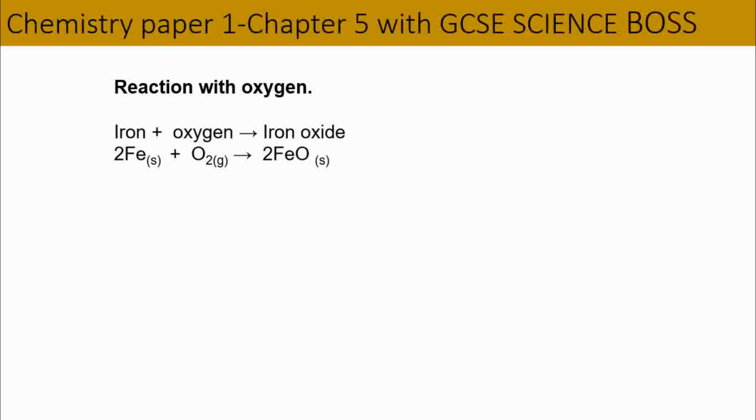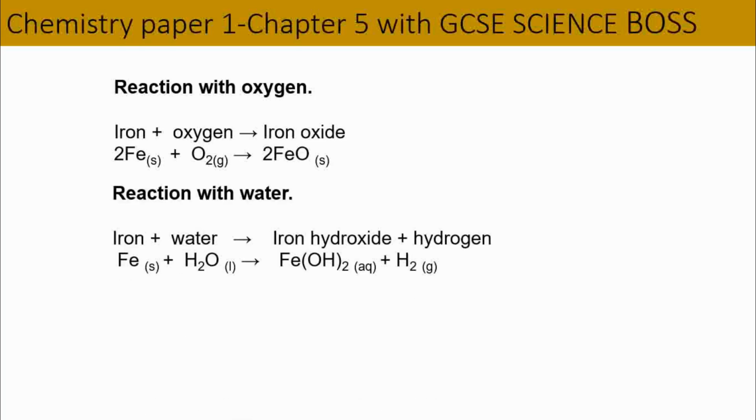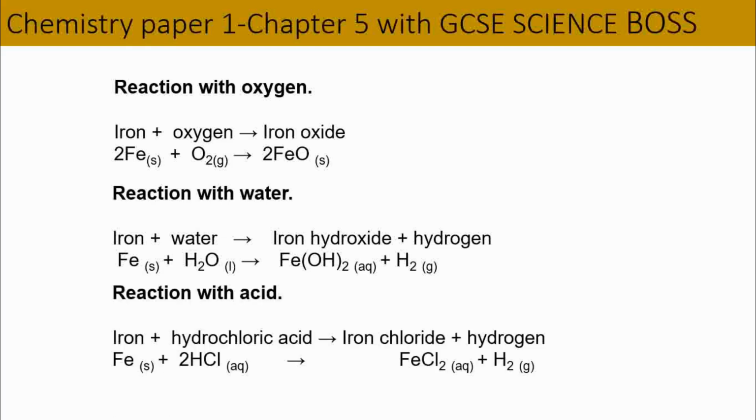So here are the examples that we spoke about. If you're reacting iron with water, it would form iron hydroxide and hydrogen gas. And if you're reacting iron with hydrochloric acid, it would form iron chloride and hydrogen. And I've done the balanced equations for you.